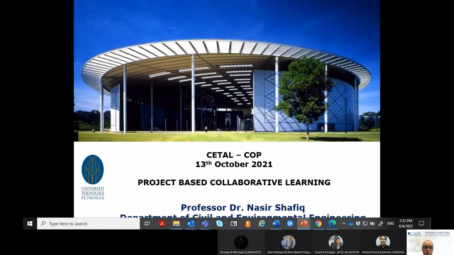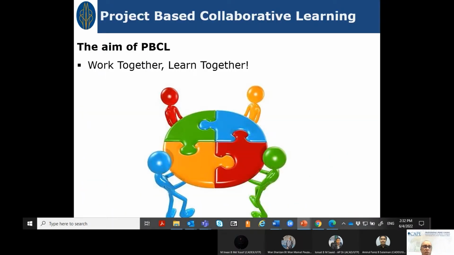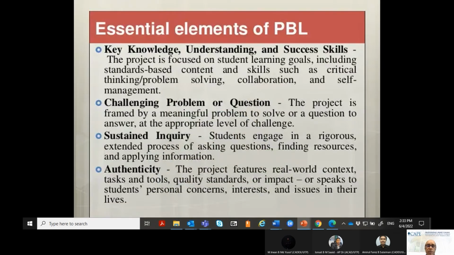So today it is project-based collaborative learning which I am using in my subject of building design. For the final outcome they are using digital technologies. The aim is to work together and learn together. So I will share with you.